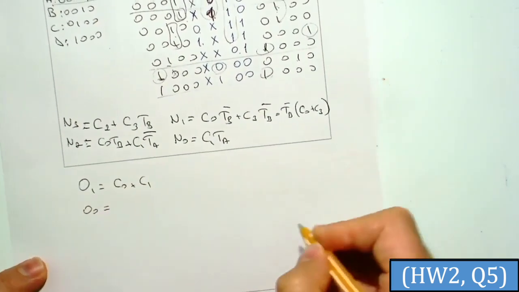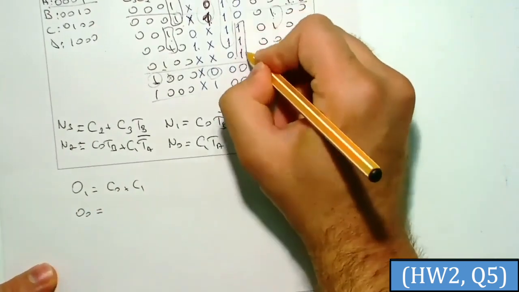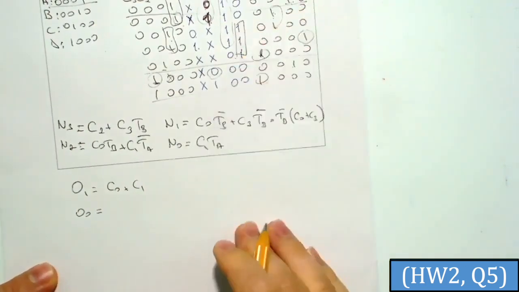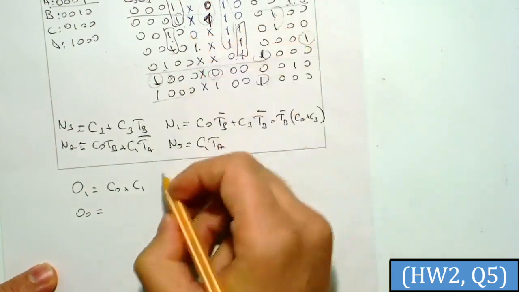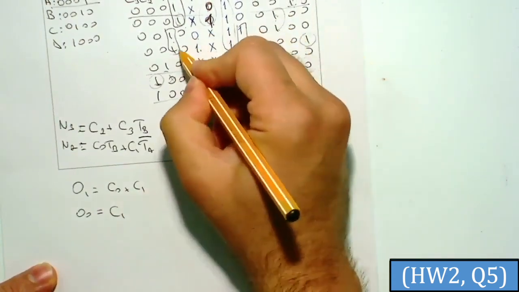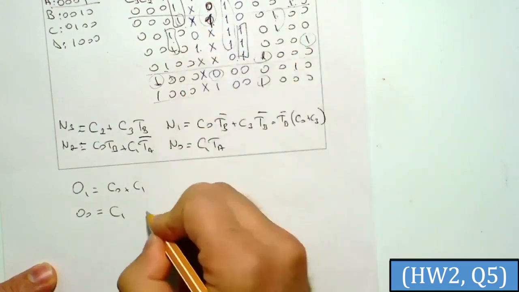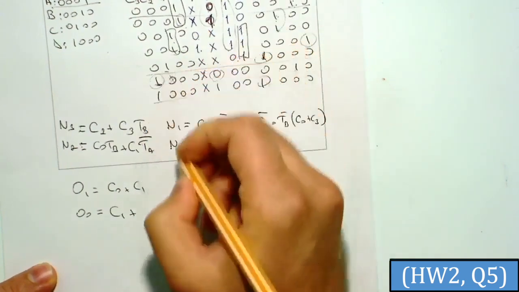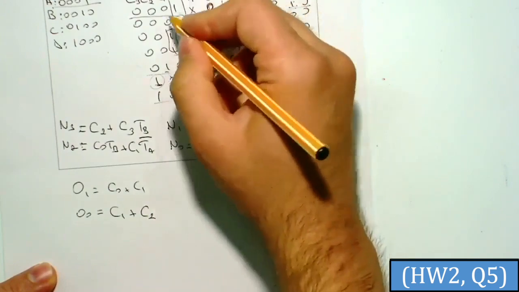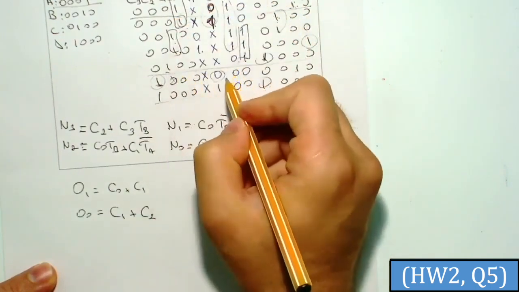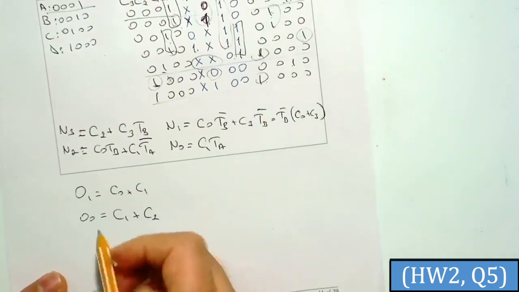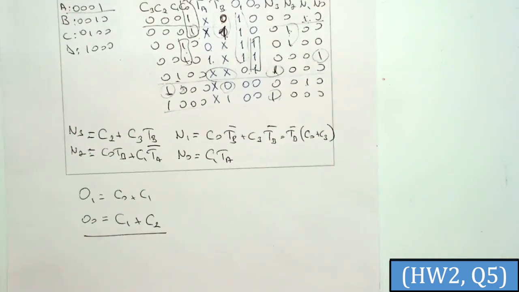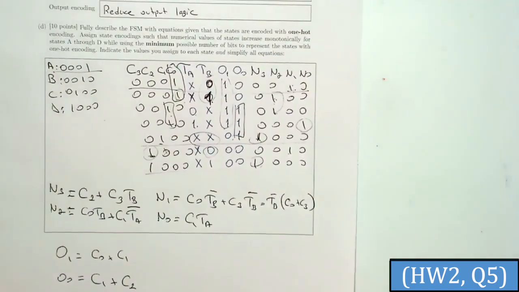For O0, I have ones here. So I have C1 as 1, and it also doesn't depend on TA, or I have C2 as 1, and that also doesn't depend on the input. So these are the Boolean equations for the outputs. Okay.